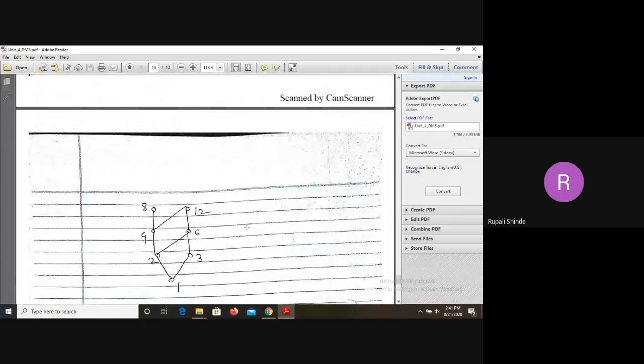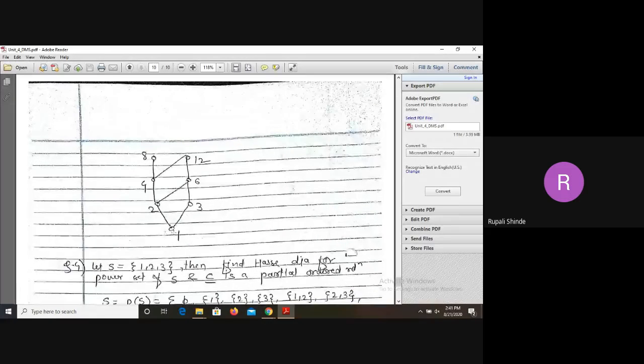So for this diagram, 1 divides 2, 1 divides 3, then 2 and 3 both divide 6. Next, 2 divides 4, and 4 and 6 divide 12, and 4 divides 8. That's why the Hasse diagram for the given set will be like this.